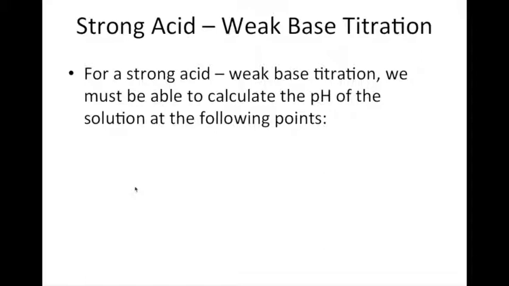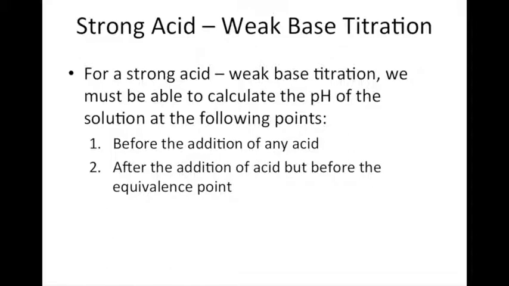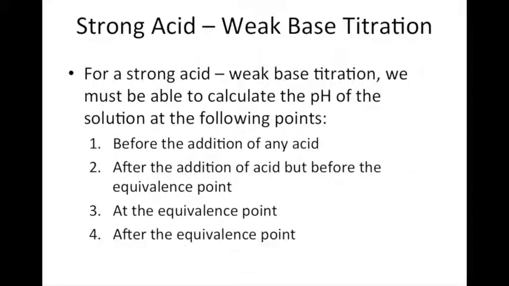So for calculating the pH for a strong acid weak base titration, we need to be able to calculate the pH at the following points. Before we add any acid, so before we start the titration, after we've started to add acid but before we reach the equivalence point, at the equivalence point, and after the equivalence point. Each of these points along our titration curve requires a different method for calculating the pH. So we're going to talk about each one of these individually in a separate video.